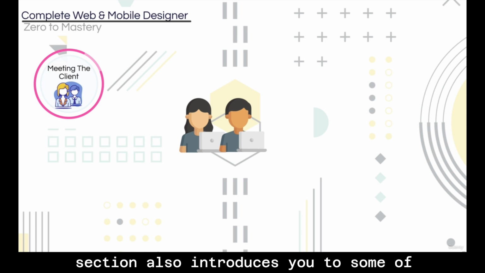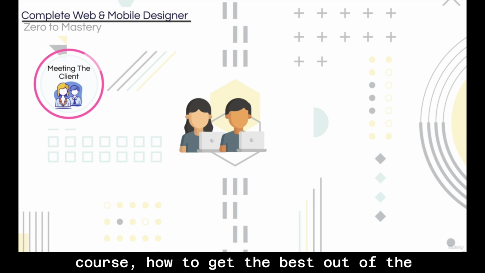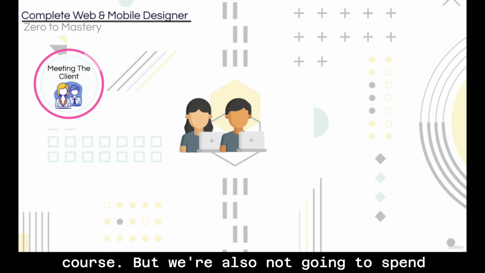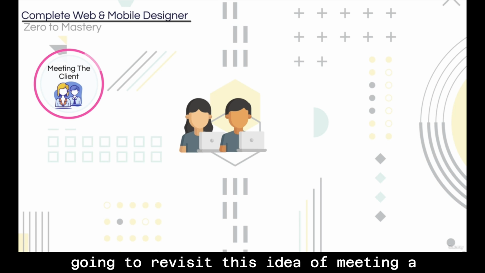Now, this section also introduces you to some of the tools we're gonna use in the course, how to get the best out of the course, but we're also not going to spend too much time because I know you wanna get started and start designing. We're gonna revisit this idea of meeting a client later on towards the end of the course so that you can learn about things like user stories, using Trello, using story mapping in Figma. But we want us to get started.